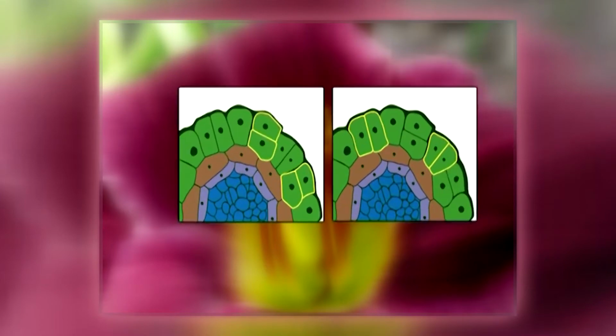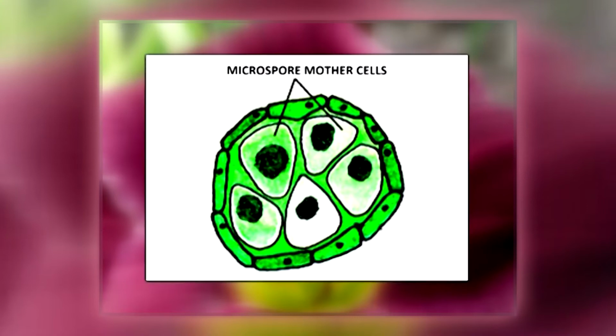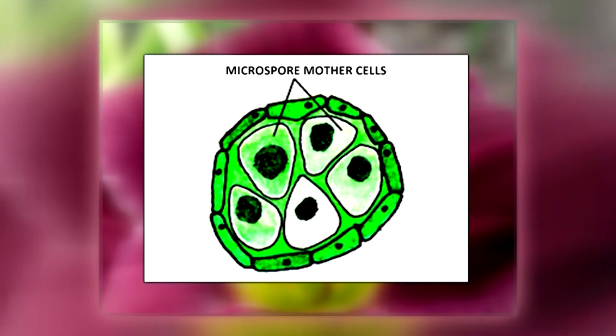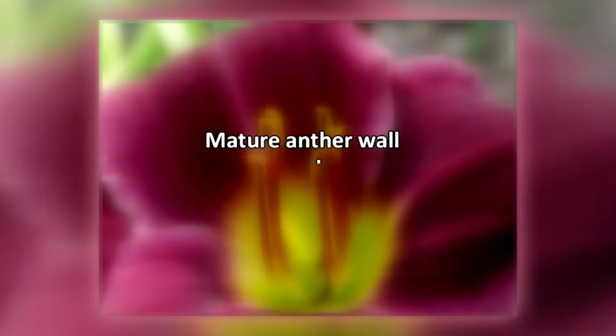The primary parietal cells undergo repeated periclinal and anticlinal divisions, giving rise to 3 to 5 concentric layers, which eventually form the anther wall. The primary sporogenous cells may directly function as microspore mother cells or undergo several mitotic divisions and then function as microspore mother cells. Now, we will discuss mature anther wall and sporogenous cells separately.